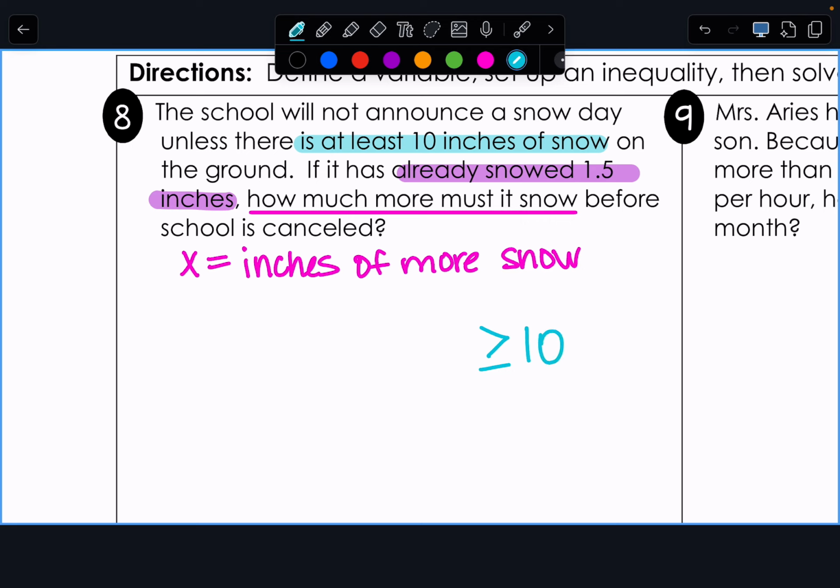Now, it has already snowed 1.5 inches. And it is going to snow x number of inches more. What operation needs to go in between? There is snow on the ground, and then more snow will be added to it. Okay, how do we solve it?